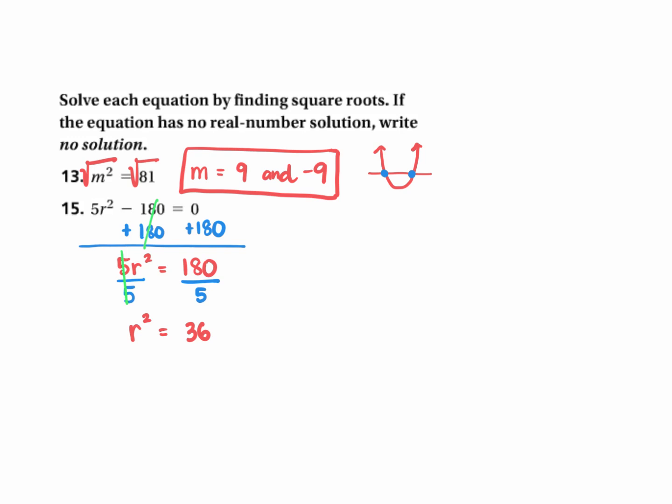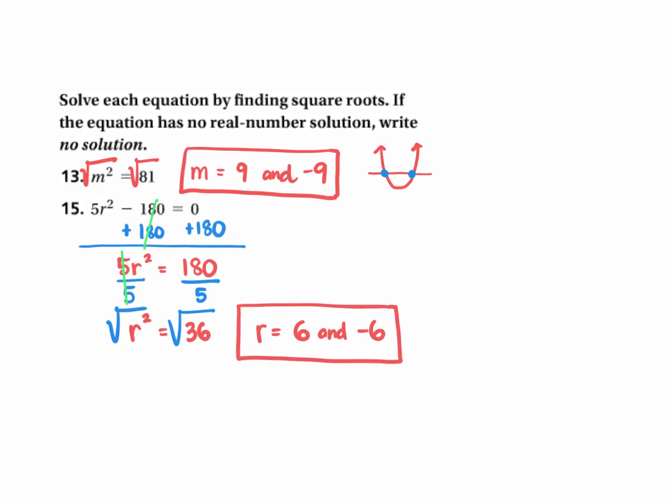The next step that we show is the square root step. And we do that on both sides. And then we get down to r equals. And again, we have the positive value, but we also have the negative value. 6 and negative 6 are both the solutions to that. Okay, that was using the square root method.